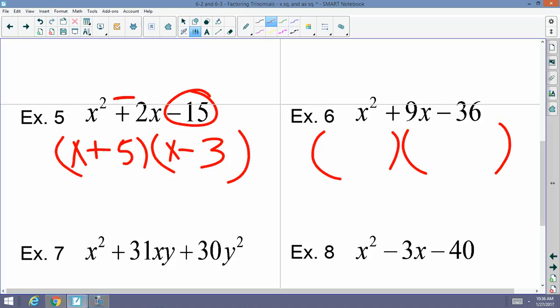What does my setup look like here? X plus, x minus. What times what is negative 36, but when added together is 9? 12 and negative 3. Great job.